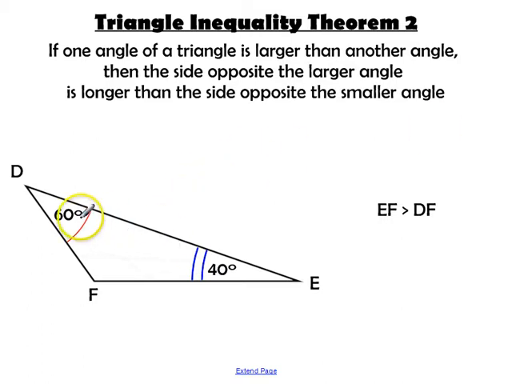So this time we're given the angle measures. Angle D is 60 degrees and angle E is 40 degrees. Since angle D is larger, it's going to be opposite from the longer side. So FE is going to be longer than the side that's opposite from angle E, which is DF.